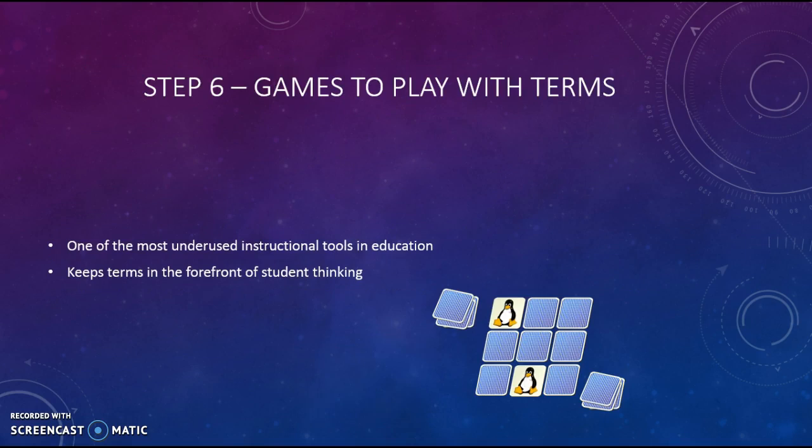Step 6 is games. And so we know games are one of the most underutilized instructional tools. And it also will help with the application piece and keeping those terms in front of student thinking. And again, that handout in class provided some different activities and some different games. But memory, where they're matching pictures with words or definitions with words or all three, go fish, those types of things that kids really enjoy doing, and they're kind of mindless activities, but yet again they're gathering that deeper meaning and applying those concepts.